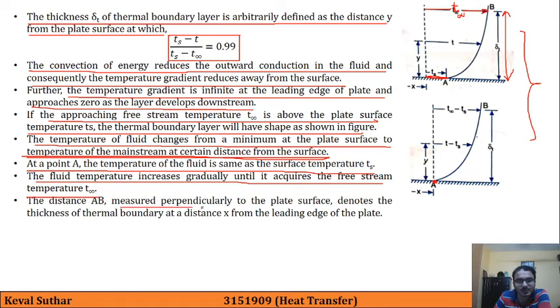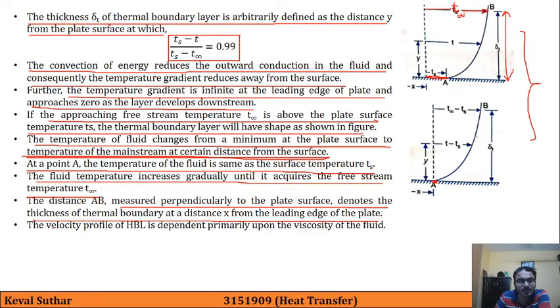The distance AB, which is measured perpendicular to the plate surface, denotes the thickness of the boundary layer at distance x from the leading edge of the plate. And if you recall, the velocity profile of the HBL, that means the hydrodynamic boundary layer, is dependent primarily upon the viscosity of the fluid, because the entire concept of the hydrodynamic boundary layer is based on the viscous effects.